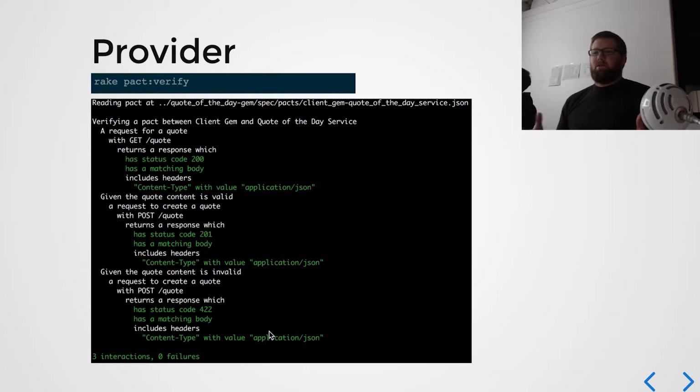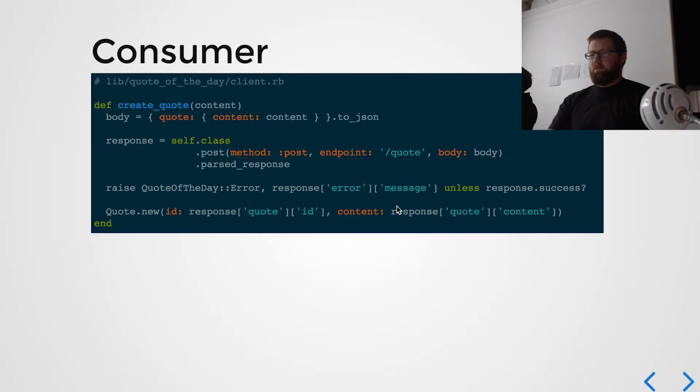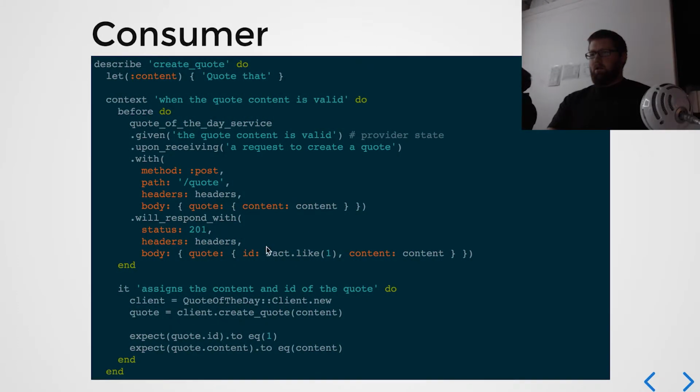Everything's laid out as a contract between the client and the provider. And as long as these tests stay green, we're good. If my client gem needed to add a field, I could write a contract test where I change this body to have another field, and I could say, hey, there's a new test case. Could you make it turn green?